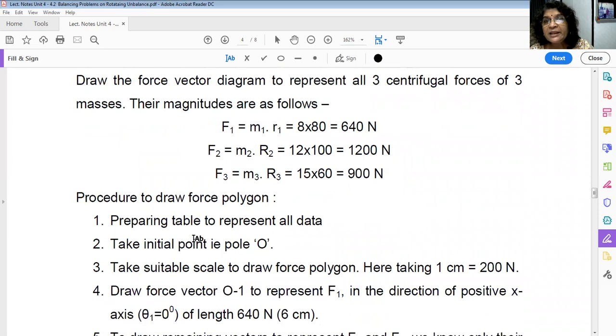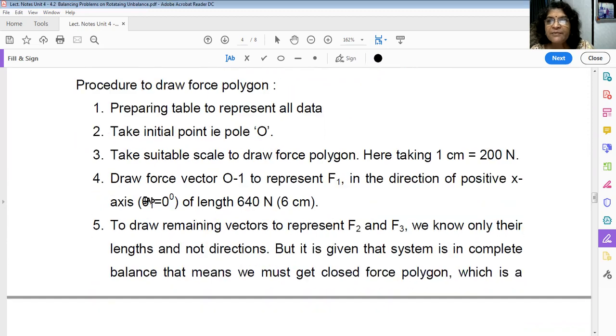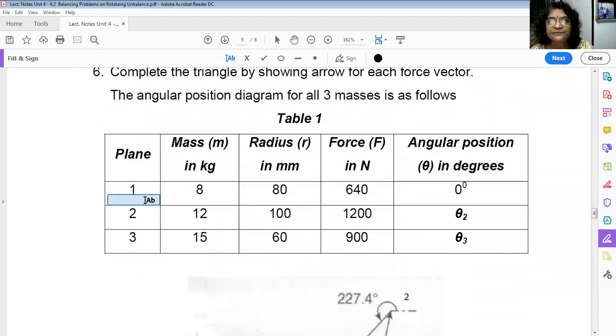Now what about the direction? That only we have to find out, no? F1 direction we have at 0 degree, and for F2 and F3 the direction we have to find out. So what is the procedure to draw the force polygon? First thing, we have to prepare the table to represent all the data. This table is common in all problems.